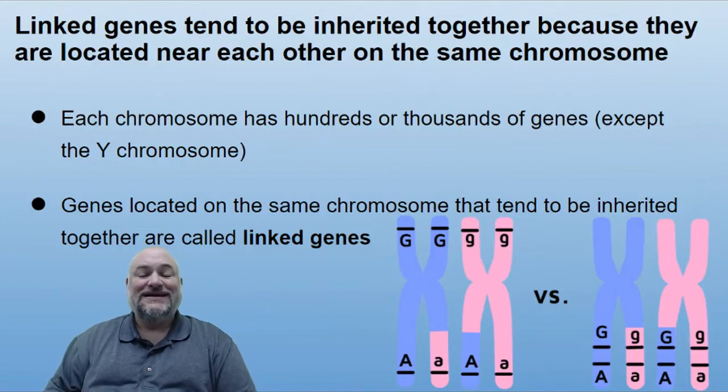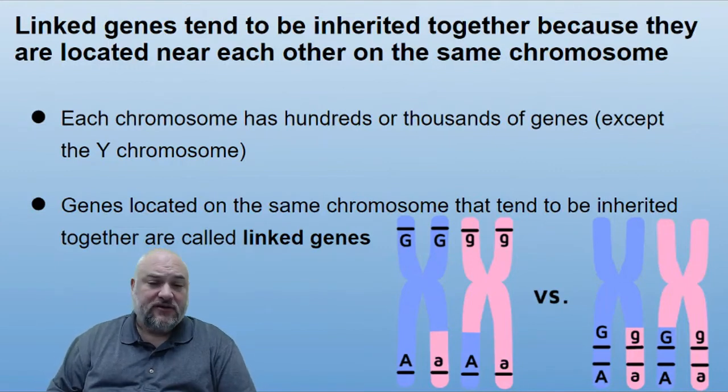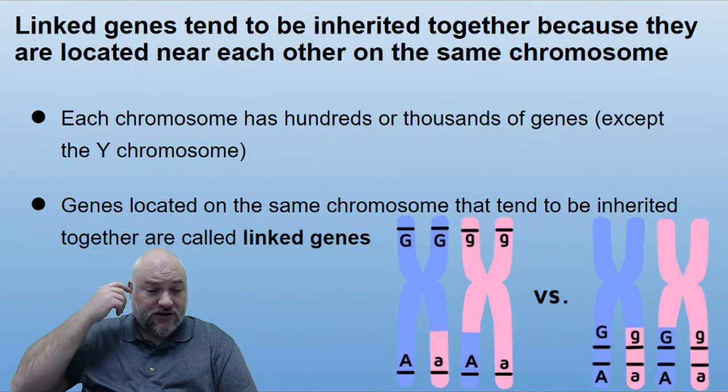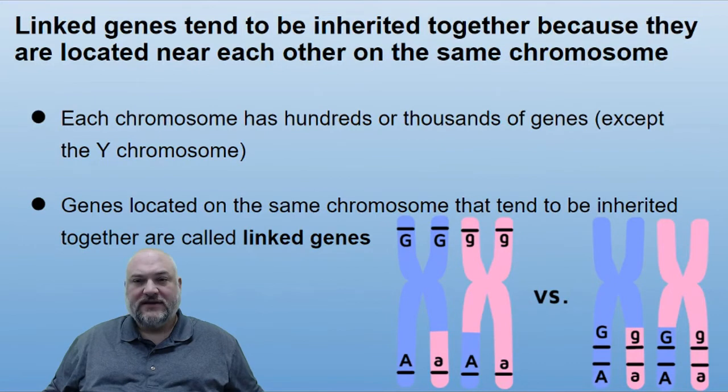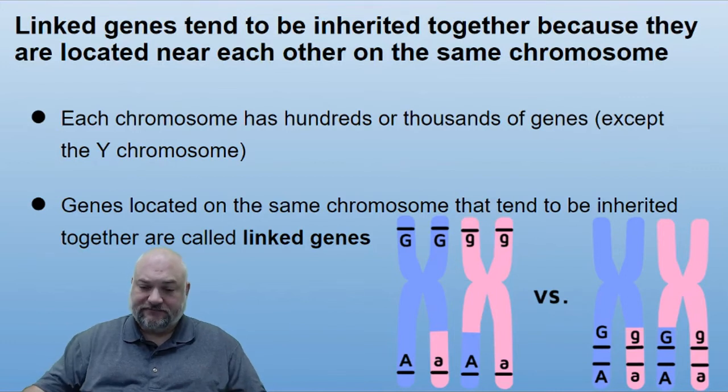Linked genes tend to be inherited together because they are located near each other on the same chromosome. Each chromosome has hundreds or even thousands of genes on it, except for the Y. Remember, that's the little bitty dinky thing. Genes located on the same chromosome that tend to be inherited together are called linked genes.